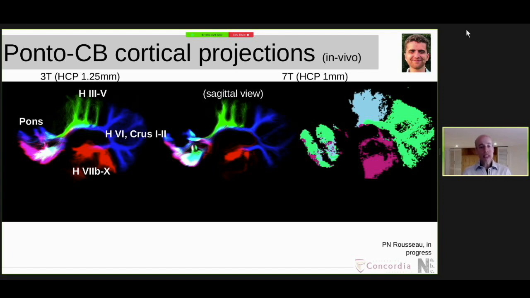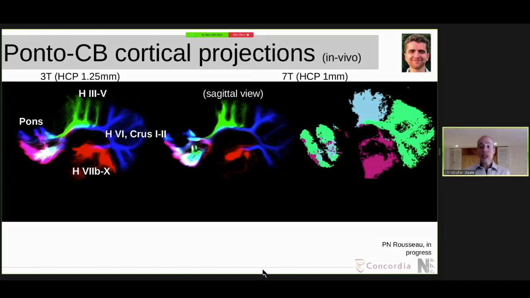Whereas when we go to 7T, you see a little bit nicer segregation, where you have these superior motor regions more inferiorly in the pons, and the same with the more inferior motor regions, and then the posterior non-motor regions projecting more superiorly, and the other colors are sort of a mix in between.